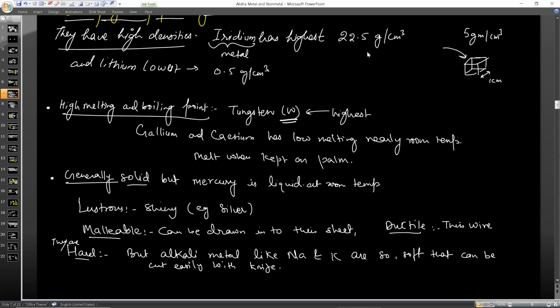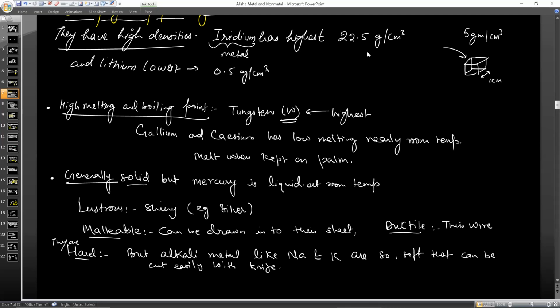Secondly, lithium has the lowest density. If you take the same ice cube of lithium, where water had a weight of 1 kg, lithium will have only half a kg, 0.5.